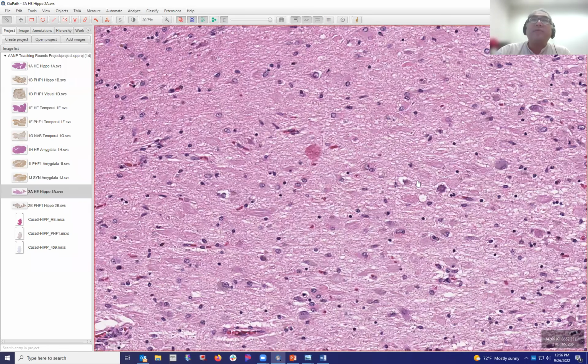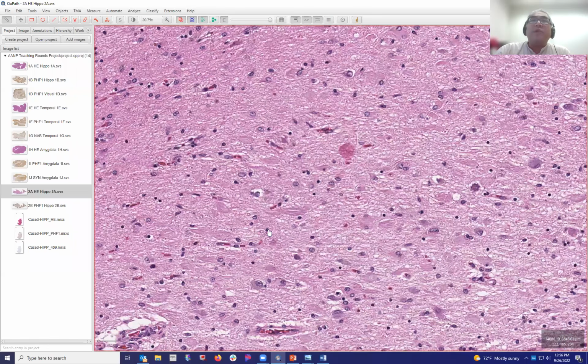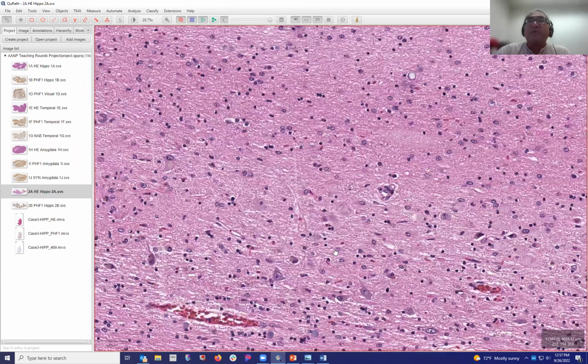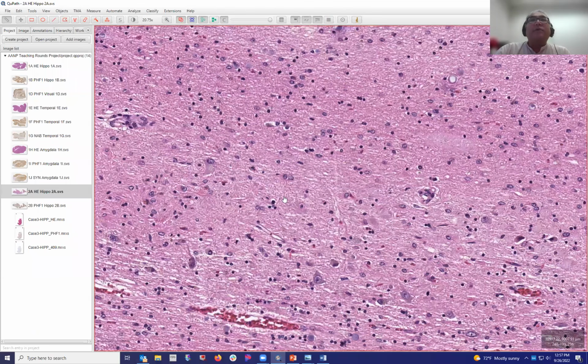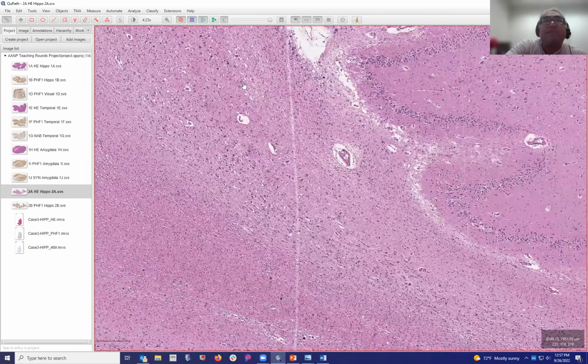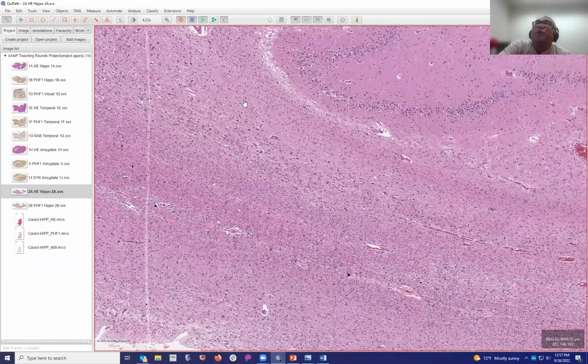And so those are ghost tangles. That's when a neuron used to be there, but has now died and the tau is just remaining. But you do see some of these neurons remaining. And so this hippocampus looks so degenerated that some people might call this hippocampal sclerosis. The inter-rater reliability for hippocampal sclerosis for some cases is not great.